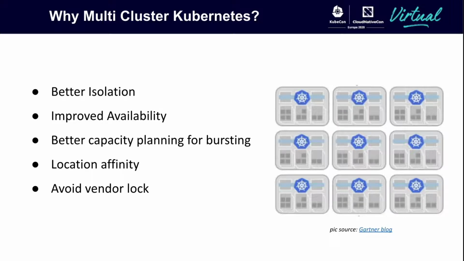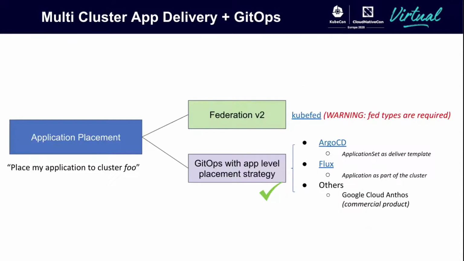So we want to have better isolation. We want to improve the availability. And we also want to have more flexibility to, for example, do capacity planning, especially for bursting workloads. And of course, we want to do location affinity, and we want to avoid vendor lock-in. These are all the benefits and values multi-cluster Kubernetes can bring us. But the question is how to deliver applications to these clusters, especially when those clusters belong to different clouds.